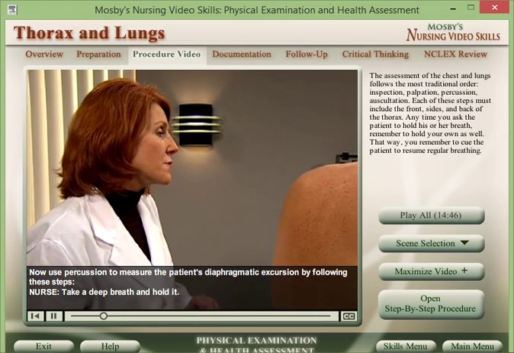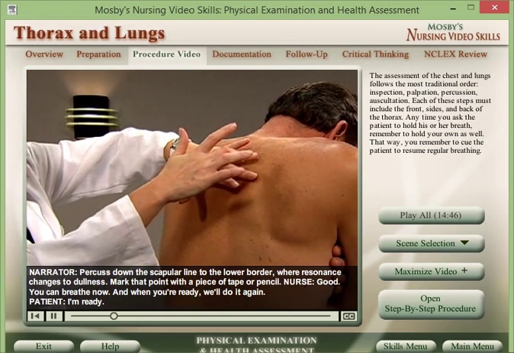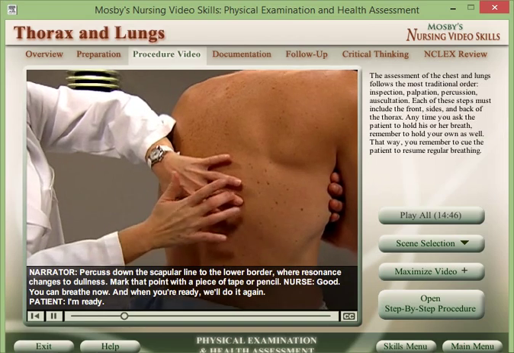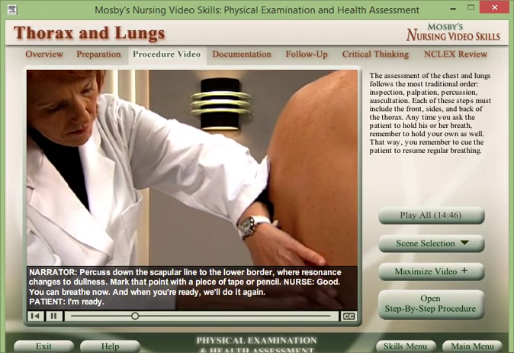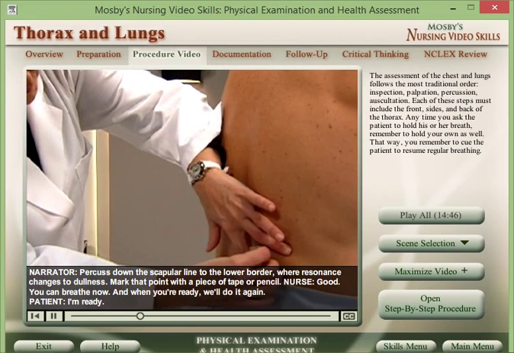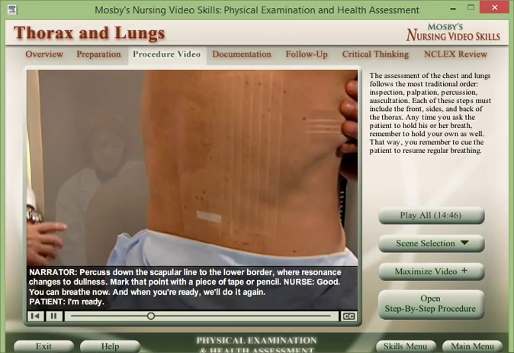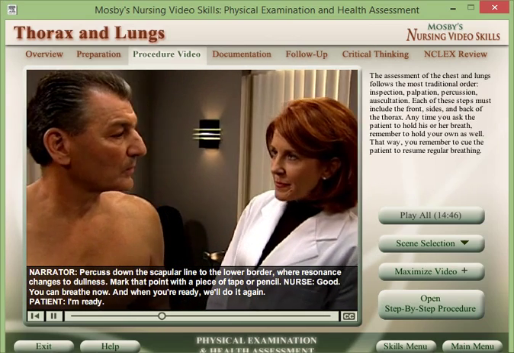Take a deep breath and hold it for me, please. Percuss down the scapular line to the lower border, where resonance changes to dullness. Mark that point with a piece of tape or pencil. Good. You can breathe now, and when you're ready, we'll do it again.